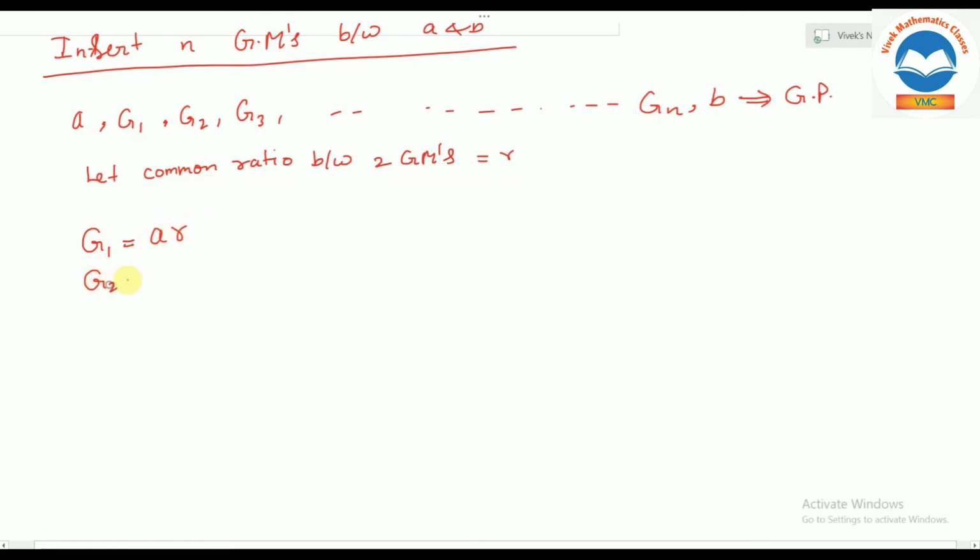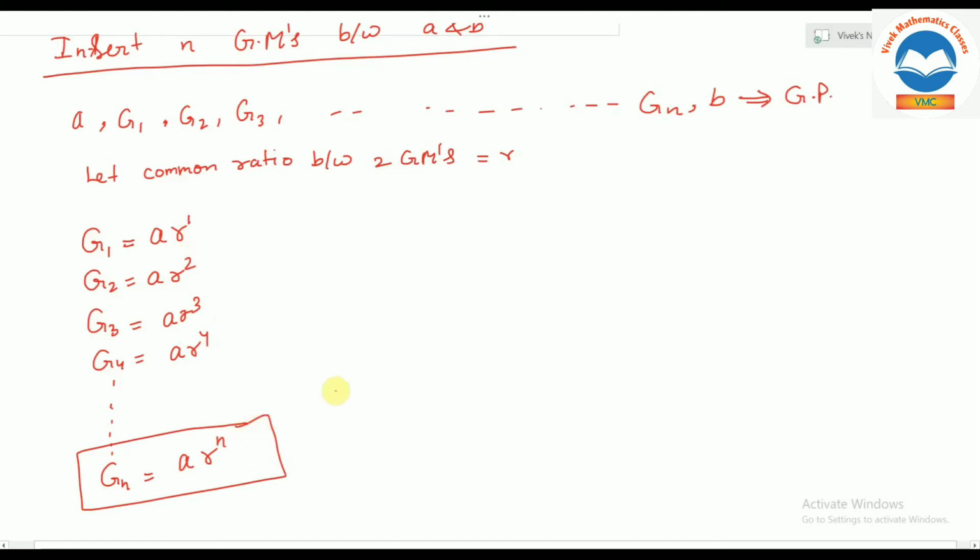Same like this, G2 will be AR into R, which is AR square. Similarly G3 will be AR cube, and G4 will be AR to the power 4. So G1 is A into R to the power 1, G2 is A into R to the power 2, G3 is A into R to the power 3. Similarly, the general term Gn will be A R to the power n. This will be the general term of the GMs between A and B.